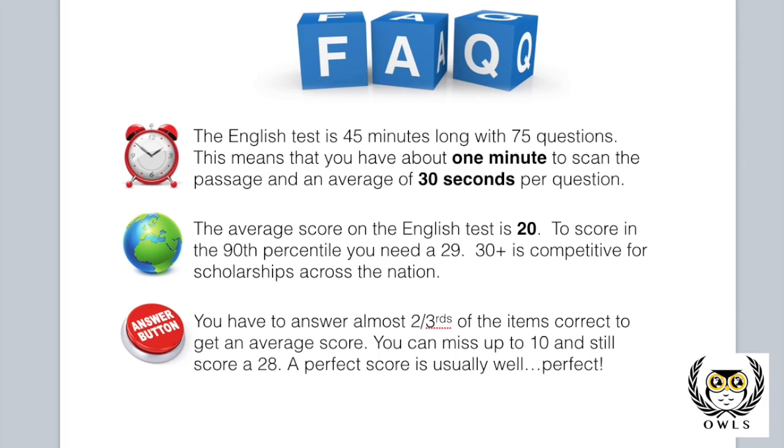So understand also that on the English test, a perfect score is usually perfect. There are a couple of tests on the ACT where the ACT scoring guide will allow you to miss maybe even one question. So a 36 isn't always perfect, but in this case, it means that we're going to have to do a lot of work if you want to get in the high 30s on the ACT English test.